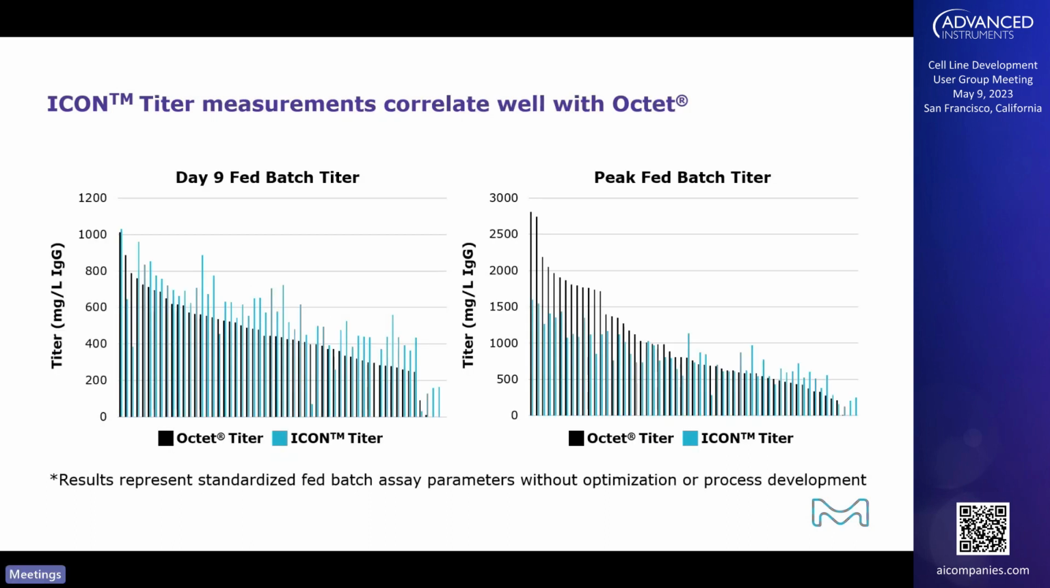This data set also confirmed the strong correlation between an ICON titer and octet titer measurements, suggesting that discrepancies observed in experiments described earlier were largely limited to the relatively low titer values and related to octet errors occurring at that time.